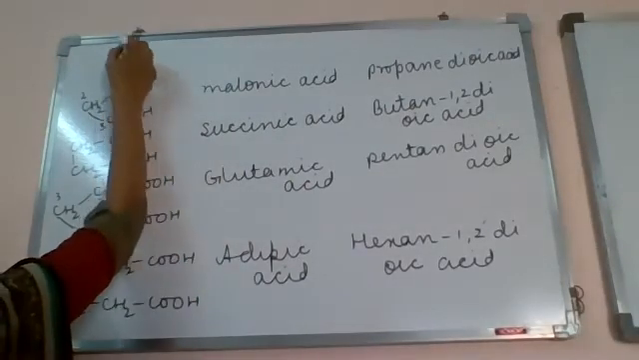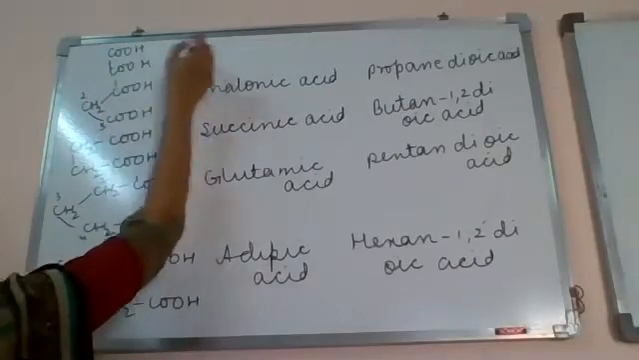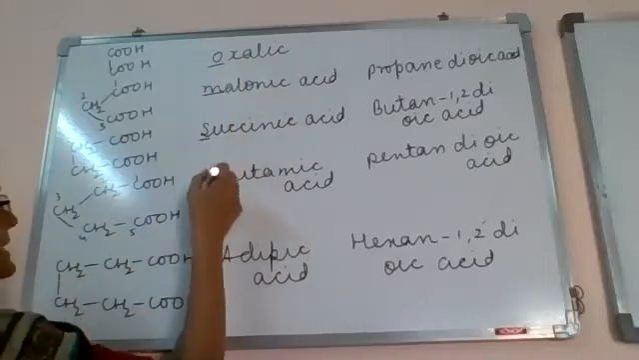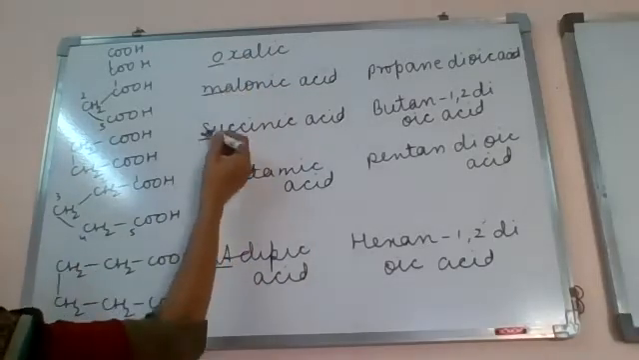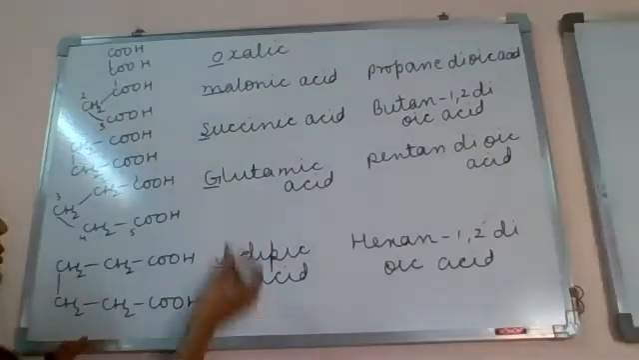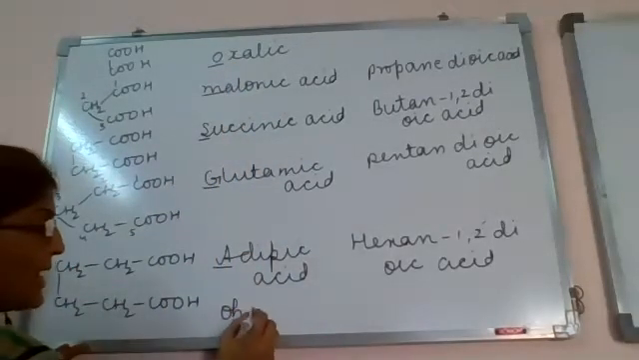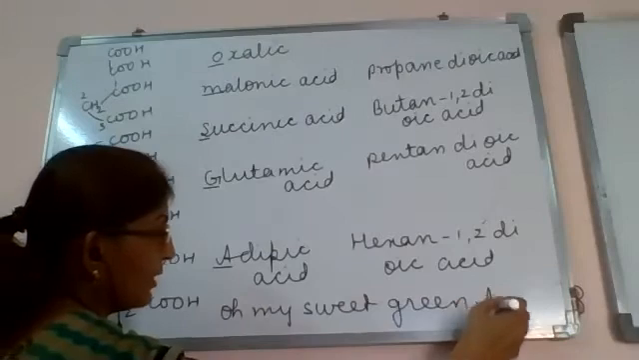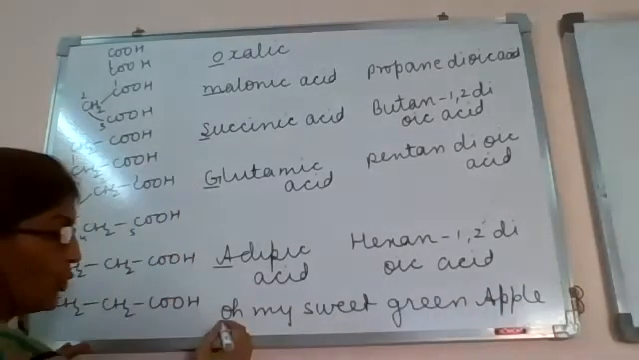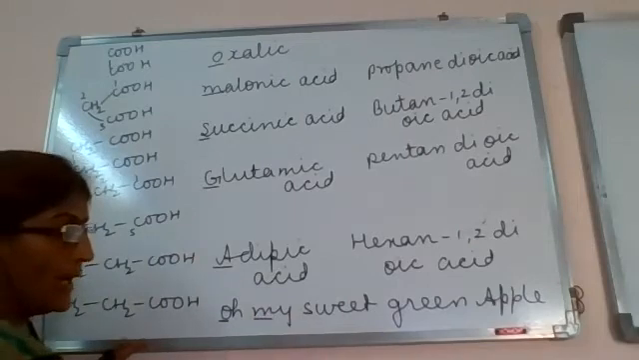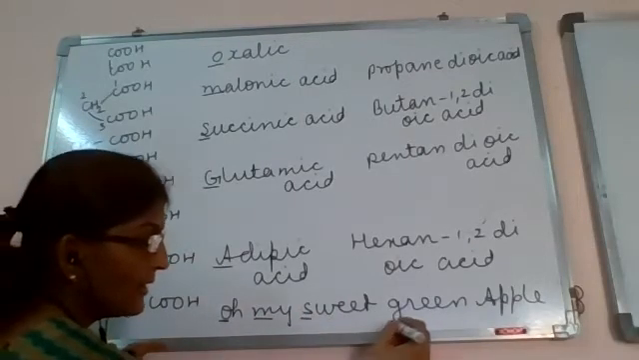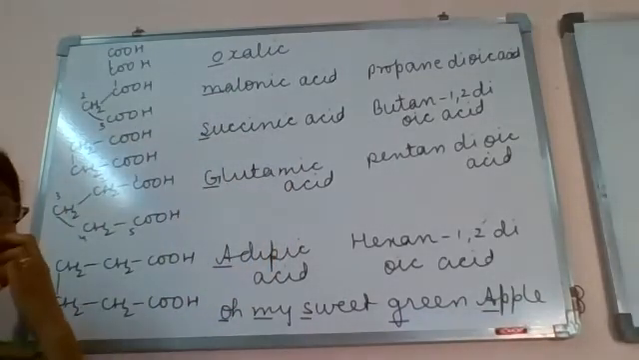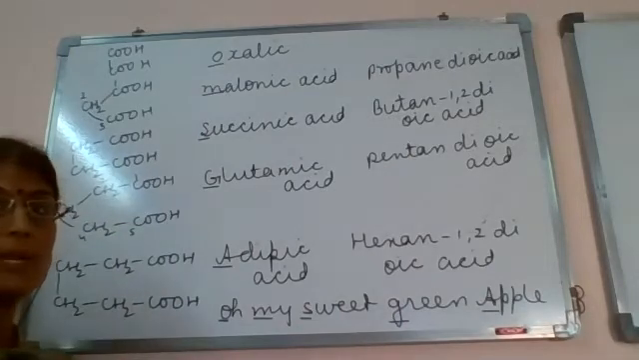ये हमने फर्स्ट लिखा था, 2 कार्बन एटम थे, ऑक्सैलिक एसिड. कॉमन नेम्स नाम याद कैसे रखेंगे बेटा? O M S G और A. O my sweet green apple. कैसे याद रखोगे? O my sweet green apple. 2 कार्बन हो तो ऑक्सैलिक, 3 हो तो मेलोनिक, 4 हो तो सक्सिनिक, 5 carbon then glutamic, and 6 carbon then adipic acid. Then we can write IUPAC names by following the rules.